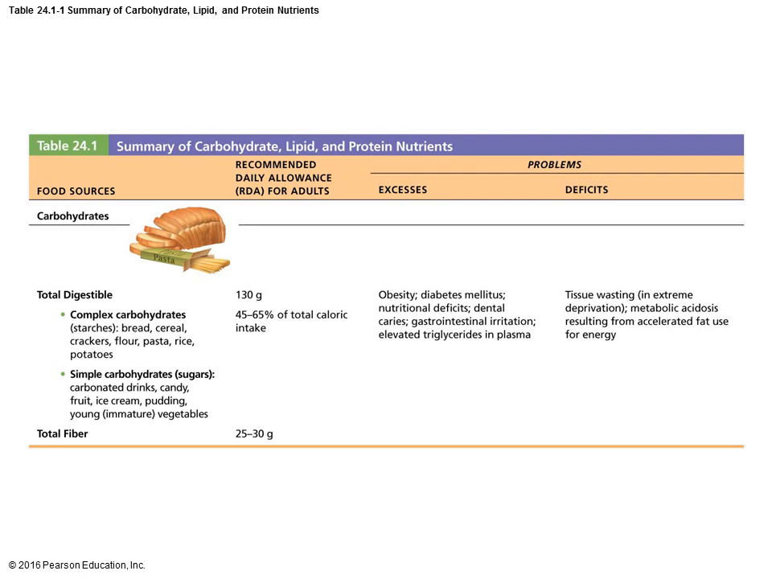standpoint. This table just shows a summary for the carbohydrates, what the recommended daily allowance is, what happens when you have too much or too little of it.